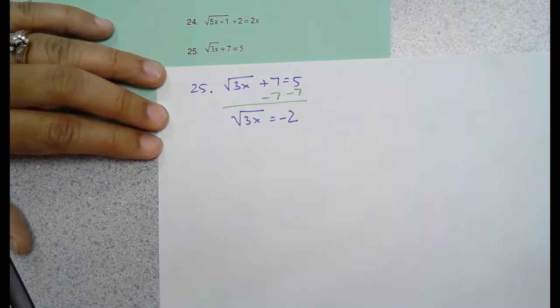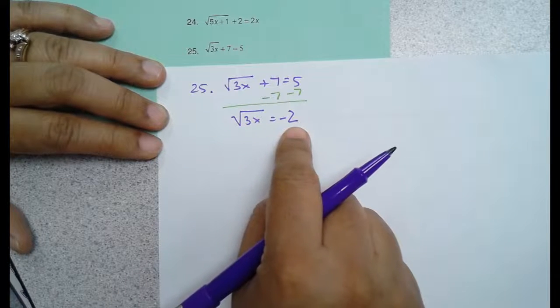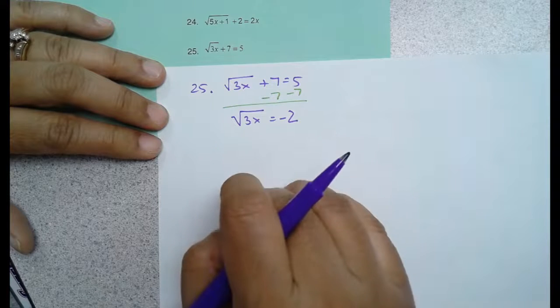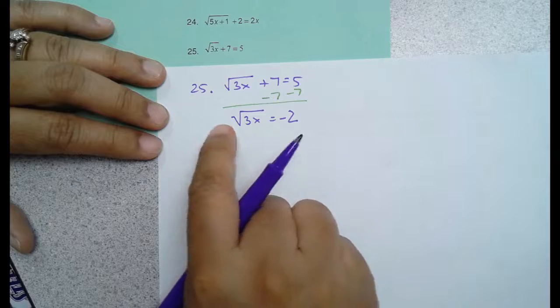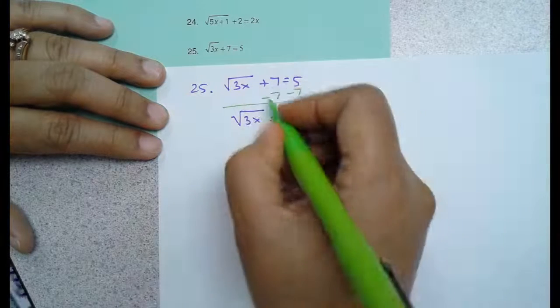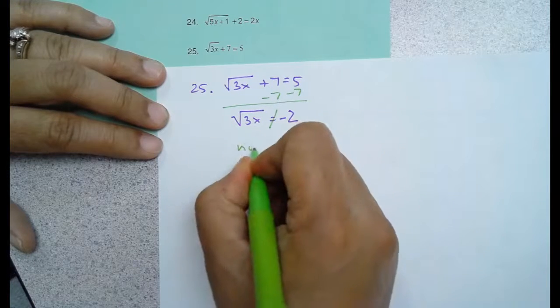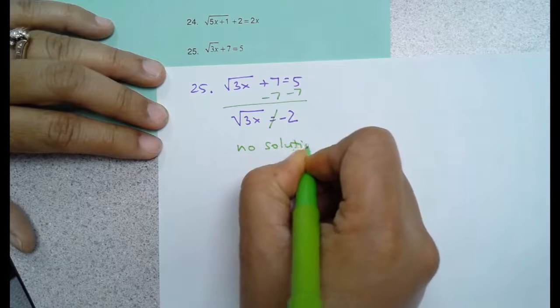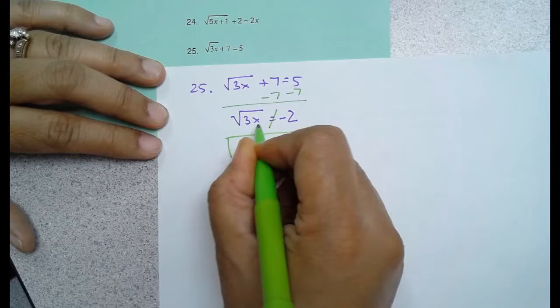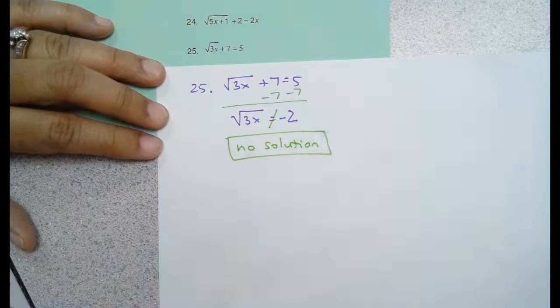Can a square root ever equal a negative number? And the answer is no. You can go through and solve and then plug it in, but technically a square root cannot equal a negative number. Once that happens, we can say that there's no solution. If you get a solution and you plug it into x, it's going to be an extraneous solution. Okay.